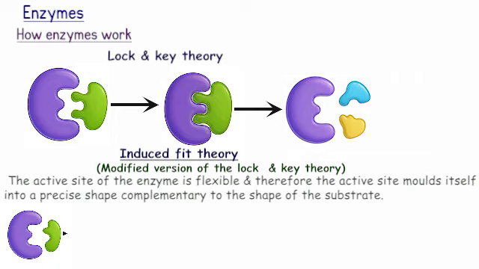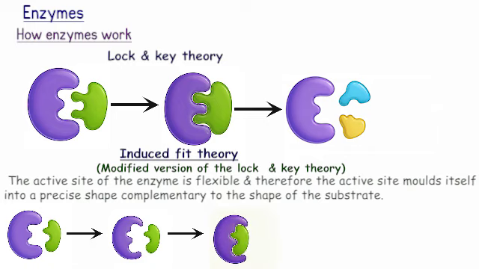And therefore, the substrate is able to bind with the enzyme, forming a short-lived enzyme substrate complex, and the substrate later breaks down into products, and this leaves the enzyme, and the enzyme returns to its original shape, ready to interact with another substrate. And that is the induced fit theory in a flash.